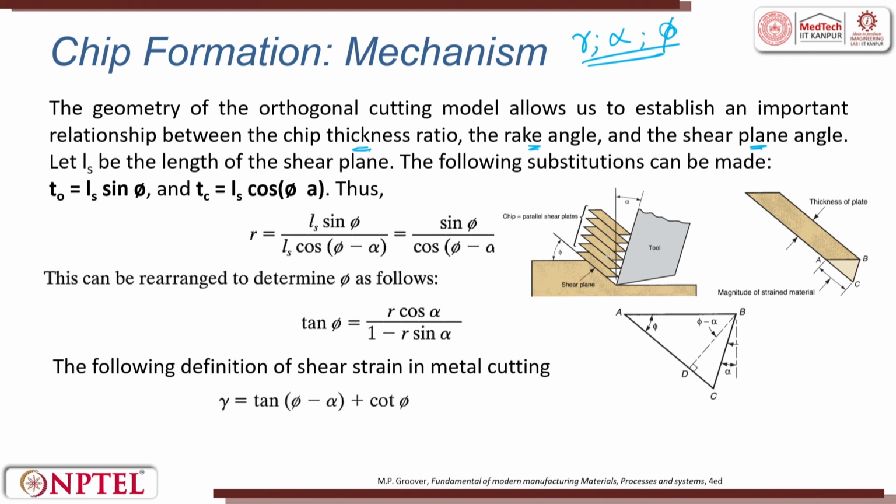So, if you see here in this orthogonal cutting diagram, we are trying to establish a model which allows us to have a relationship between chip thickness ratio R, rake angle alpha and shear plane angle phi. So, let us take the length of the shear plane as Ls. This is the shear plane, and the length is Ls. Following the substitutions can be made: T naught equals Ls into sin phi.